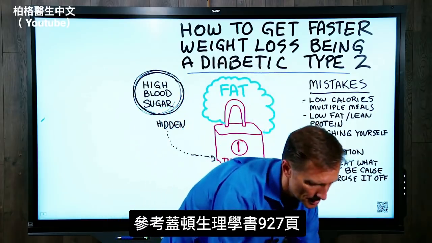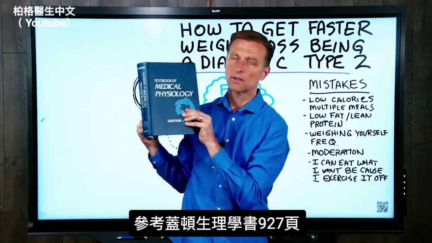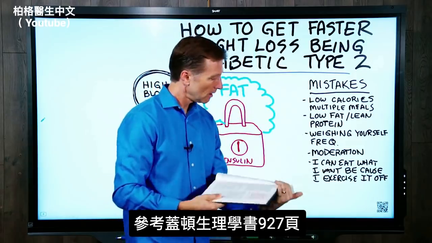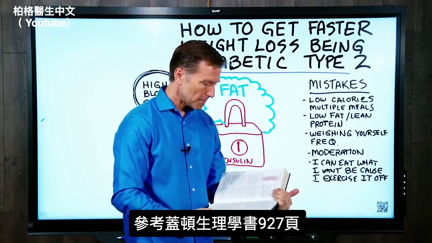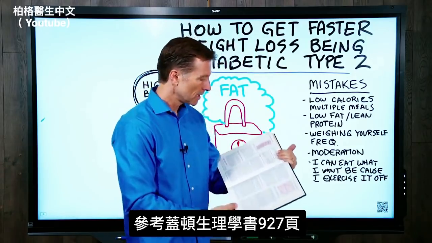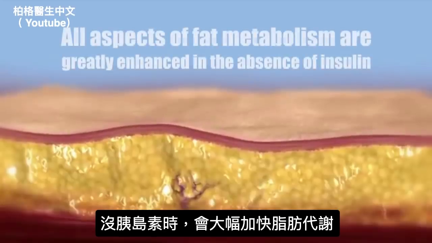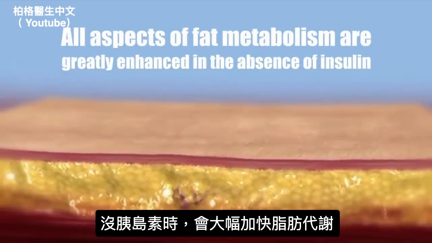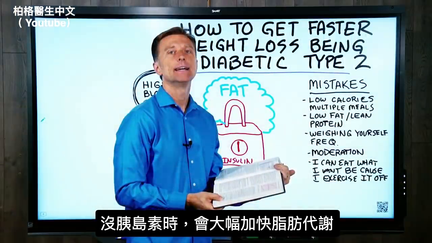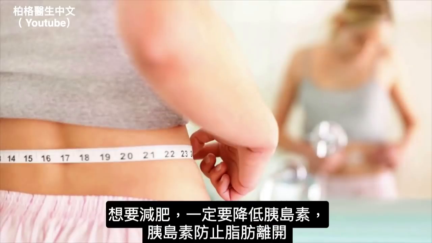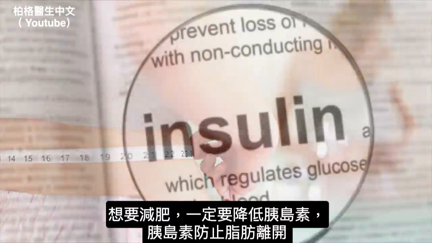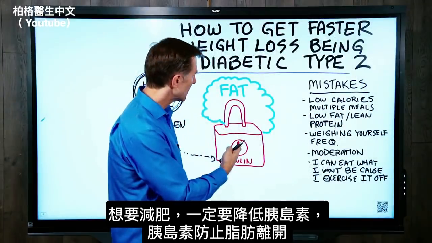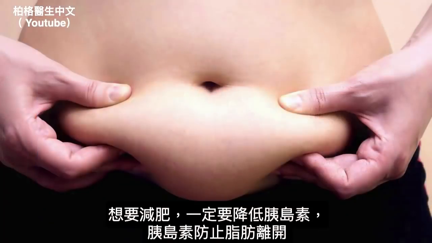Now, this book, Textbook of Medical Physiology by Guyton. All right, we're at page 927. So what it says, all aspects of fat metabolism are greatly enhanced in the absence of insulin. If you want to lose weight, you must reduce insulin. It's that simple. So insulin is basically a lock that keeps the fat from going away.